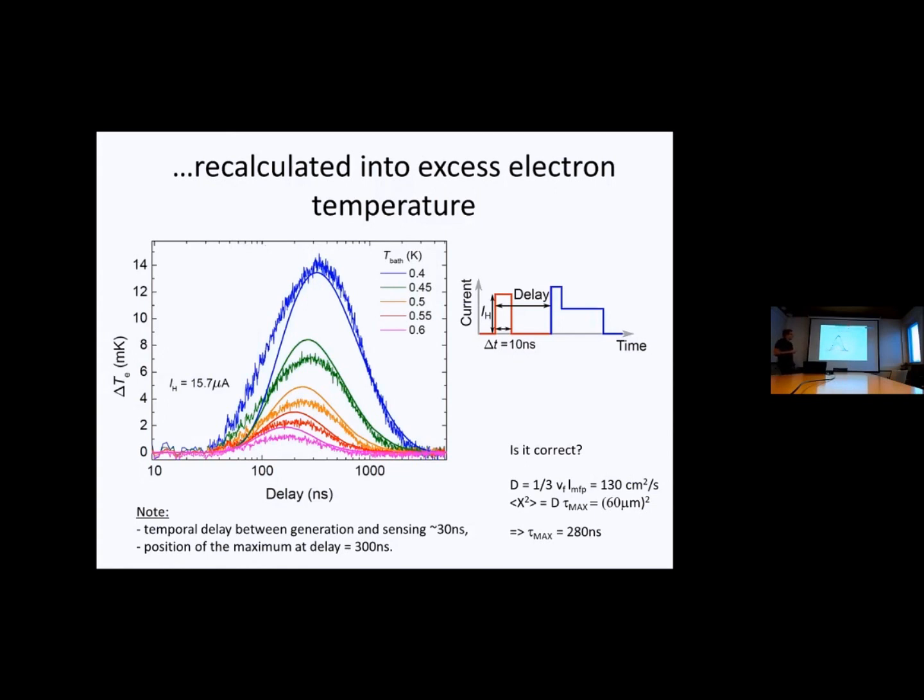the curves, these are diffusive profiles of electrons recorded at the junction, become smaller and smaller, so the signal is becoming more and more suppressed. This is so at only 600 millikelvin, much less pronounced at 400. And if you take into account modeling, then you will find that this is due to the still increasing role of electron-phonon coupling, and also due to increased electron heat capacity.